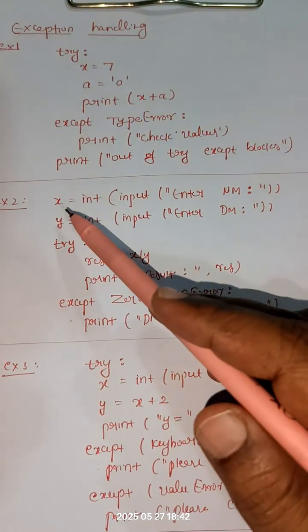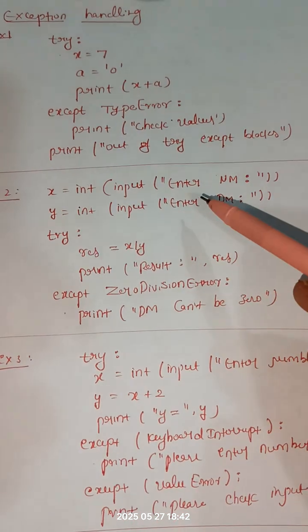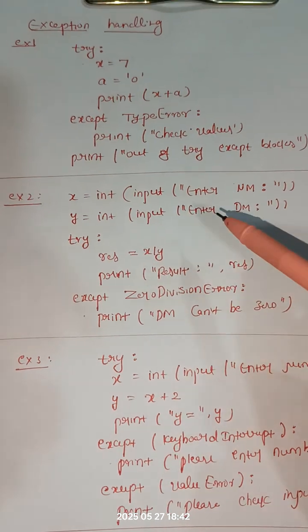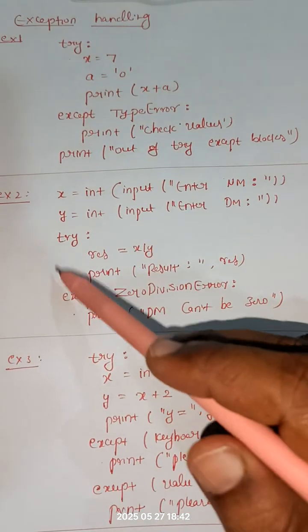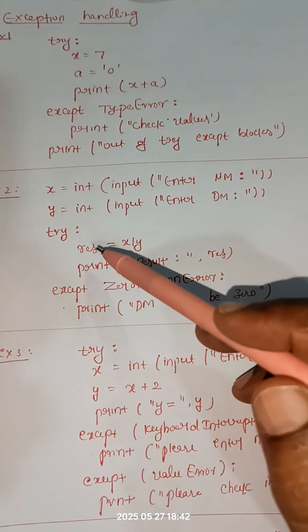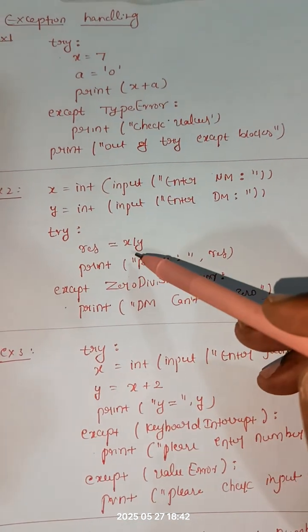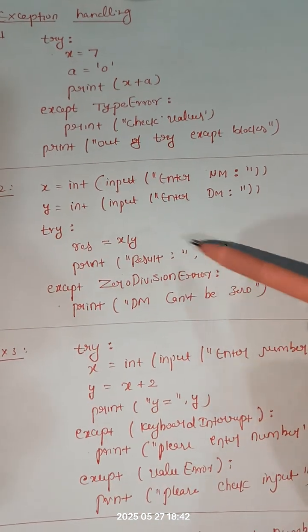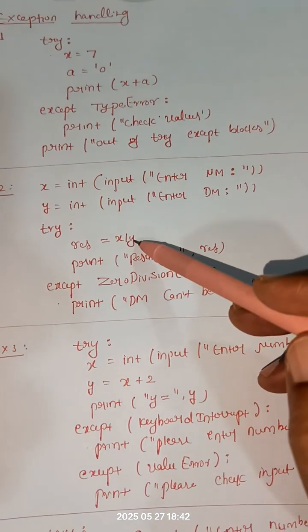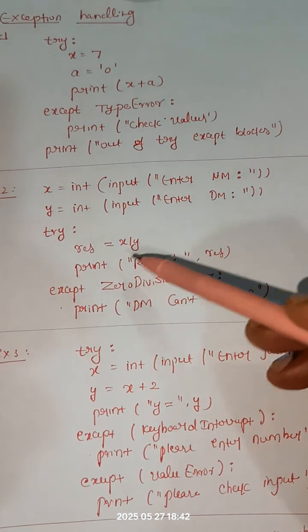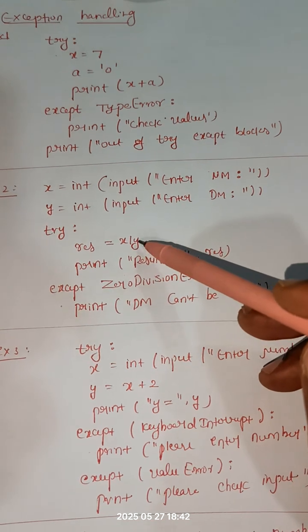Second example: x is an integer input, enter the numerator; y is an integer input, enter the denominator. Then try and except. In the try, the statement is result equals x by y, so division is happening here. Print result. Assume that y is 0 at that time. The program is correct, but it is a runtime error. That's why we should avoid this.